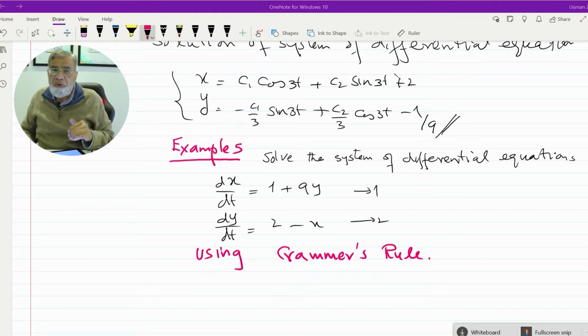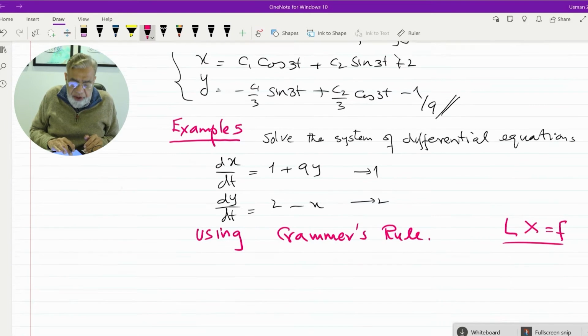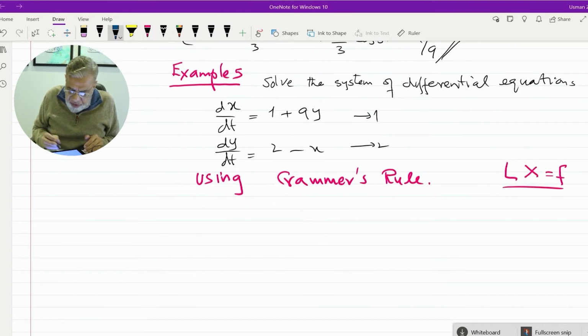To use the Cramer rule, we try to write this equation in the matrix form, Lx is equal to f. In this form, L is the coefficient matrix, x is the matrix of unknowns, and f is our right hand side. So we try to write in this form. So we write the operator form again.